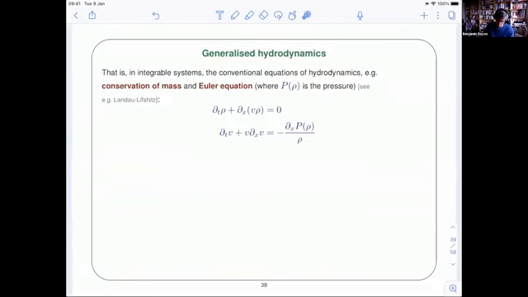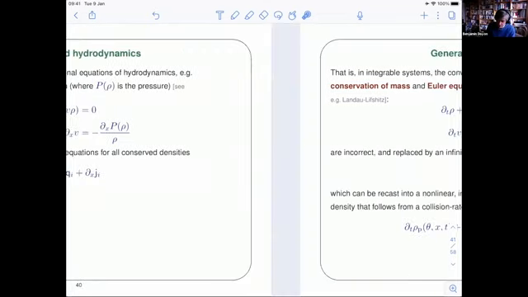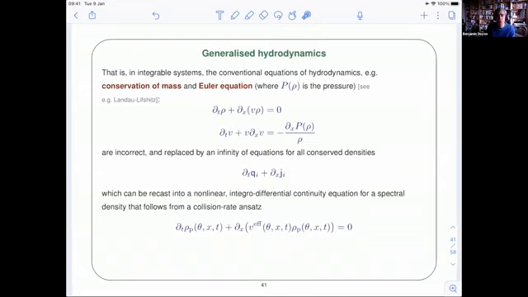Okay, so just to recap a little bit. If you do conventional hydrodynamics, it's a very simple set of equations: you have a conservation of mass and the Euler equation. Well, for many-body integrable systems, this is incorrect. You have to replace this by an infinite set of conservation laws for all the conserved quantities. And it turns out you can evaluate the currents in this infinite set of conservation laws using a collision rate, for all models, classical and quantum. What you get is a nonlinear integro-differential continuity equation for a spectral density. And the spectral density is basically a density of asymptotic states that represents your local fluid cells, the statistics of your local fluid cells. And it's the same equation for a wide range of models. Any questions about this?